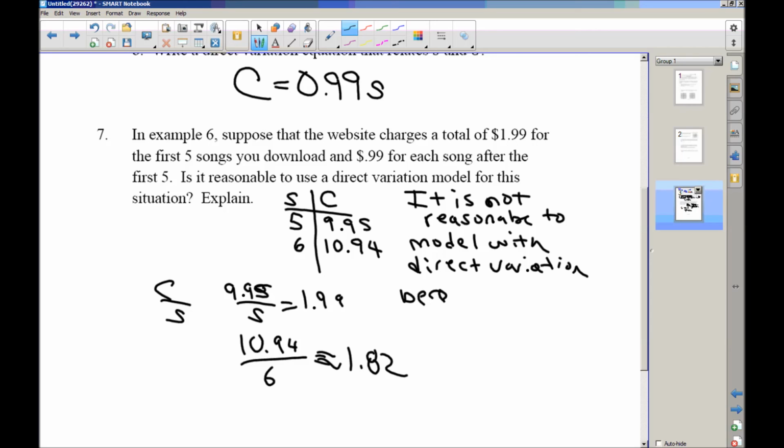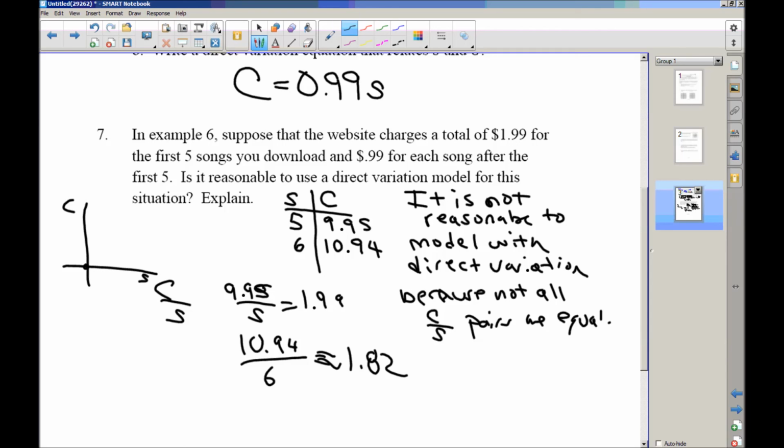Because not all costs divided by songs pairs are equal. Okay? If I was to graph this, it would start off looking exactly like a constant of variation. So this is our songs and this is our cost. It would have a 0, 0, 0 songs, and it would go up until I hit data point 5, and then it would go up slower. So since it's not a straight line, then we know it's not direct variation.